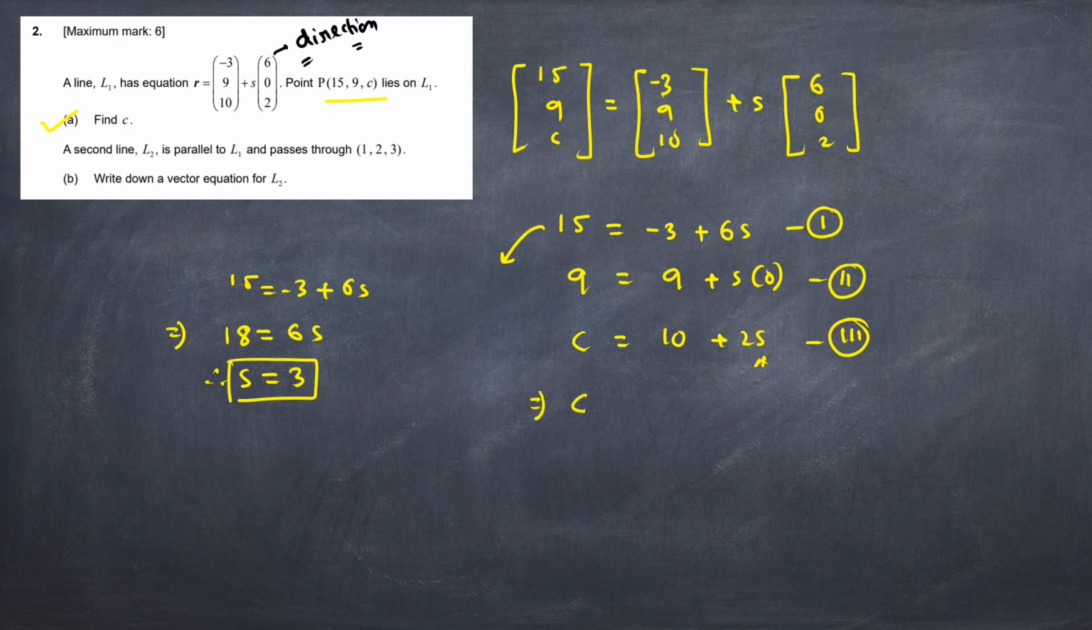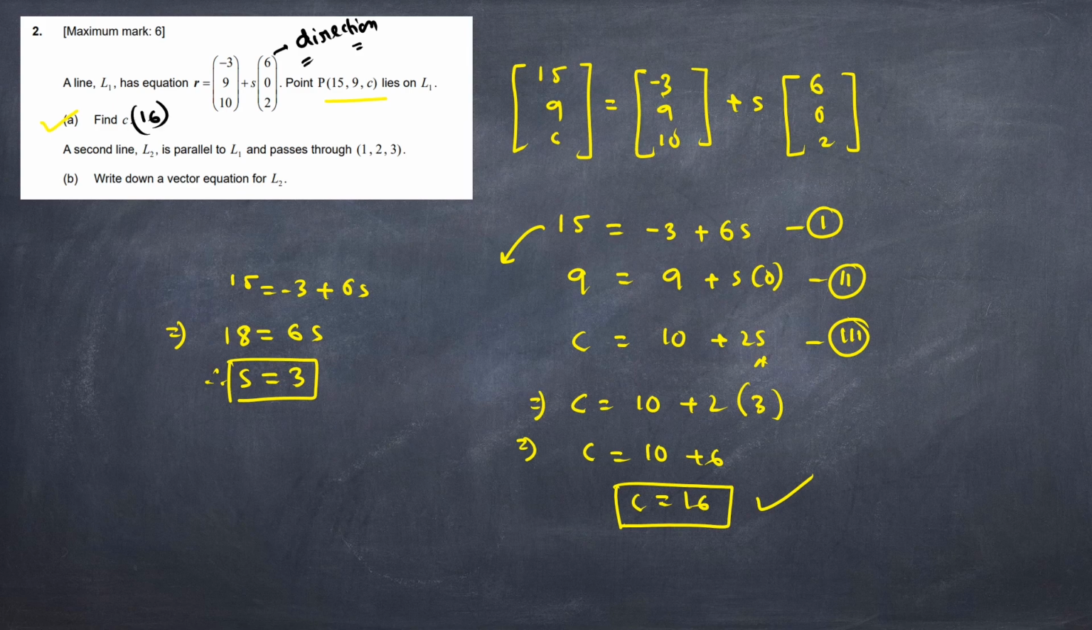Now we are getting c is equals to 10 plus 2 into 3. So we are getting c equals to 10 plus 6. So the value of c is 16. So this is the answer. The value of c will be 16.